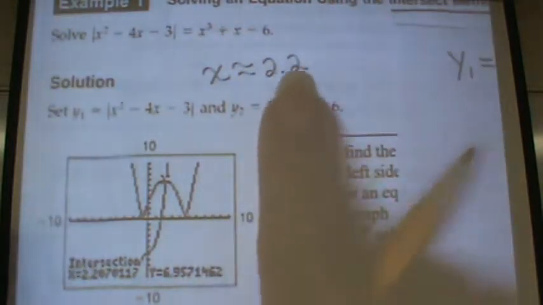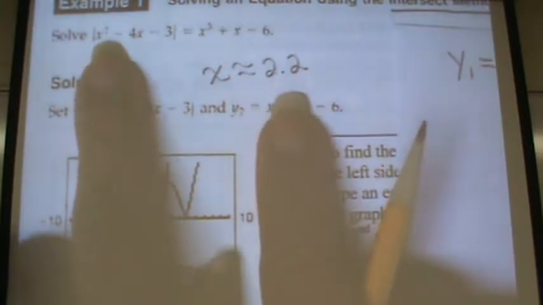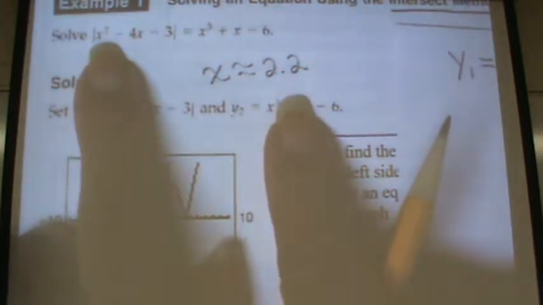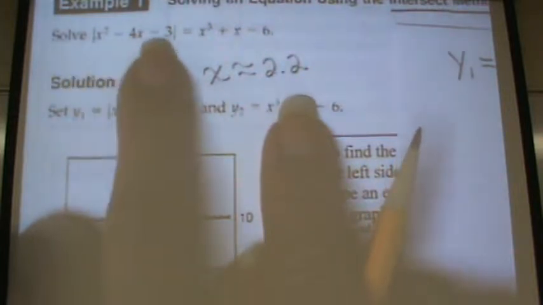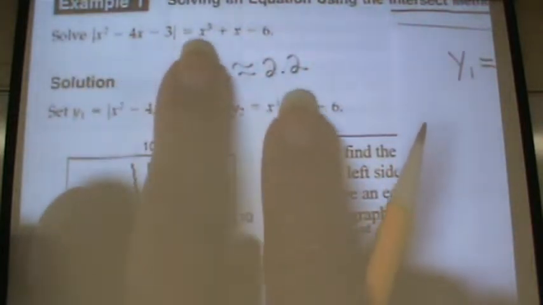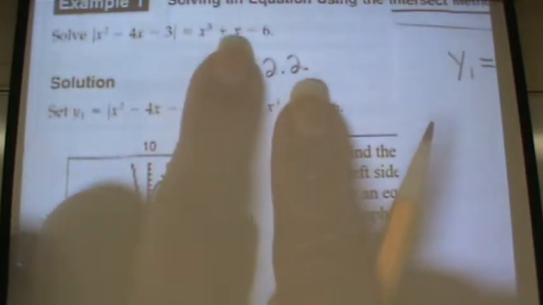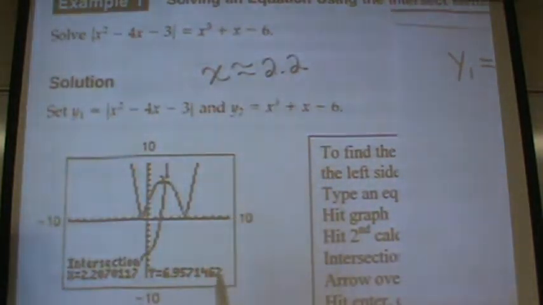So in other words, if you plug 2.2 in here, 2.2 squared minus 4 times 2.2 minus 3, take the absolute value of that, it's the same as 2.2 cubed plus x minus 6. Isn't that amazing? Yes.